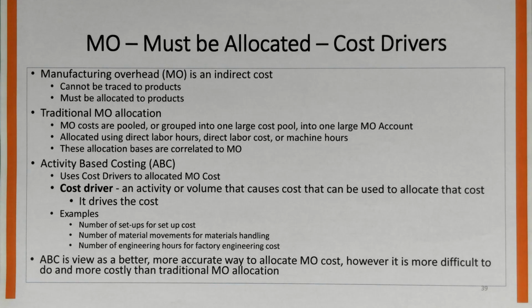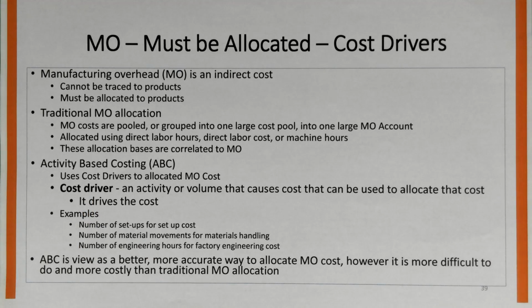What happens with activity-based costing is we create smaller manufacturing overhead cost pools that include the manufacturing overhead cost associated with various manufacturing overhead activities, such as the cost of setting up production equipment, or the cost of inspecting products, or the cost of material movements within the factory, or the cost of factory engineering. And then what we do is we allocate those costs based on cost drivers.